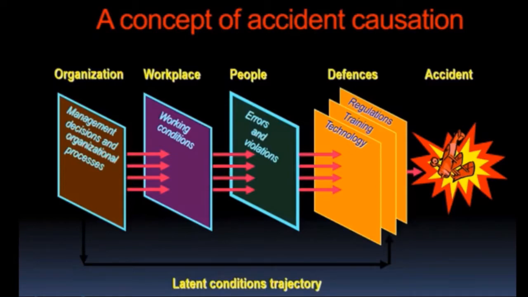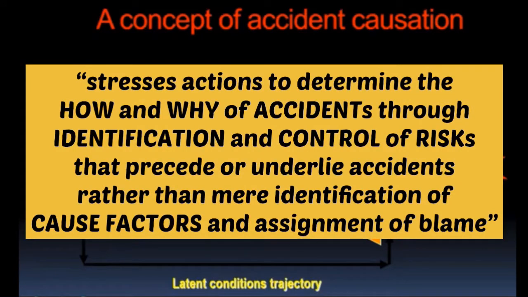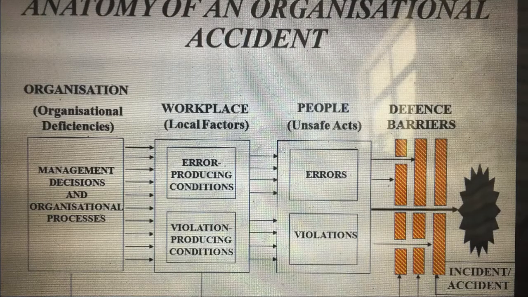that result in accidents, which is the Reason model of accident causation. The model traces actions to determine the how and why of accidents. This is through identification and control of risks that precede or underlie accidents rather than mere identification of cause factors and assignment of blame.